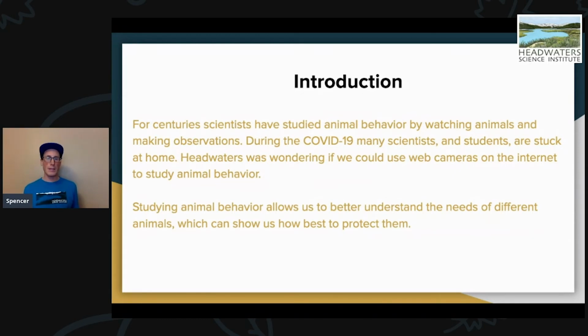Studying animal behavior is important because it allows us to better understand the needs of different types of animals. This tells us how we can best protect them and provide habitats that can help them be alive and healthy. Many of the animals I watched in Africa were endangered species like elephants, and it's really important that we know what these animals need to survive so that we can protect them and keep them happy and healthy.